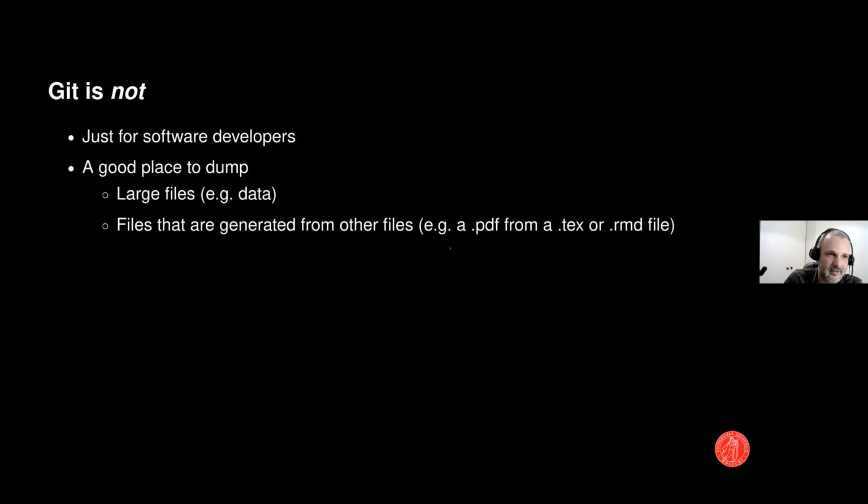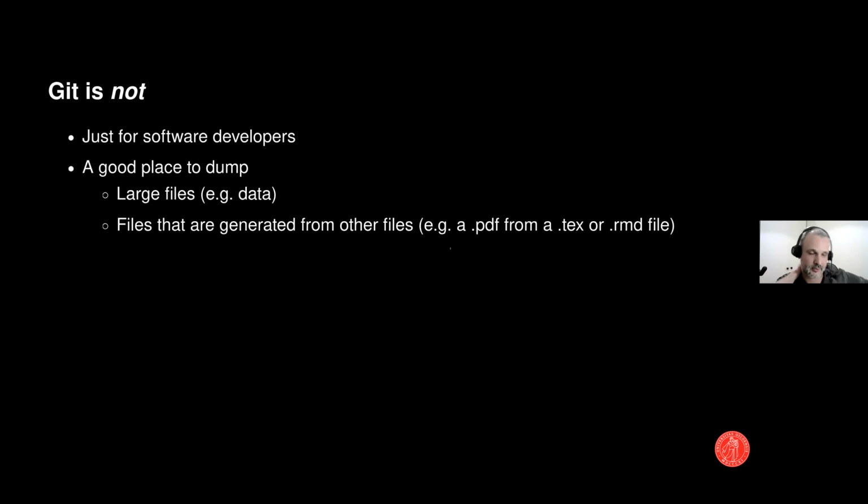And on the other hand, what Git is not, that's also important to tell. It's not just for software developers. I keep talking about this. If you're a researcher and you write no more than just a few scripts to do data analysis, you can and probably still should use Git to control the versions of your files. Git is not a very good place to dump large files because of the way it's structured.